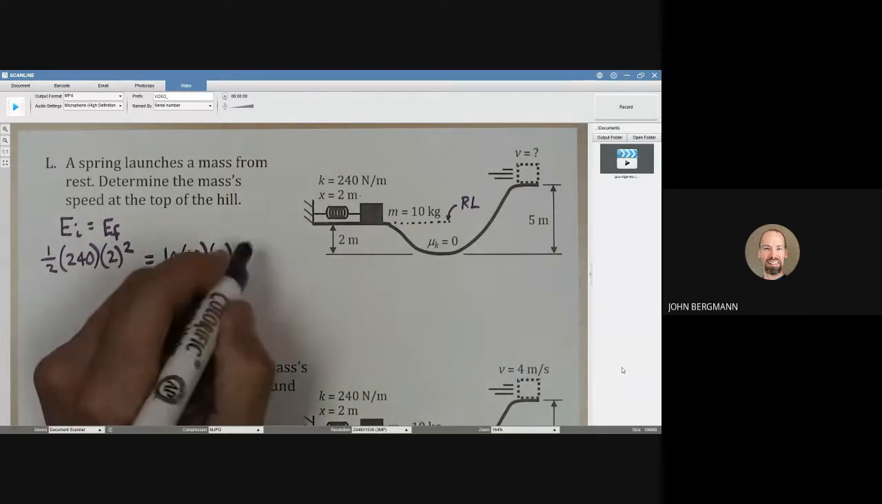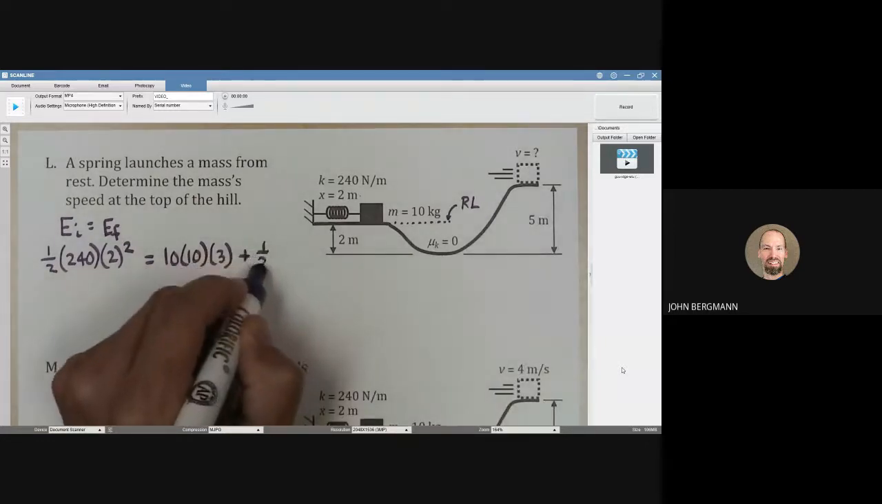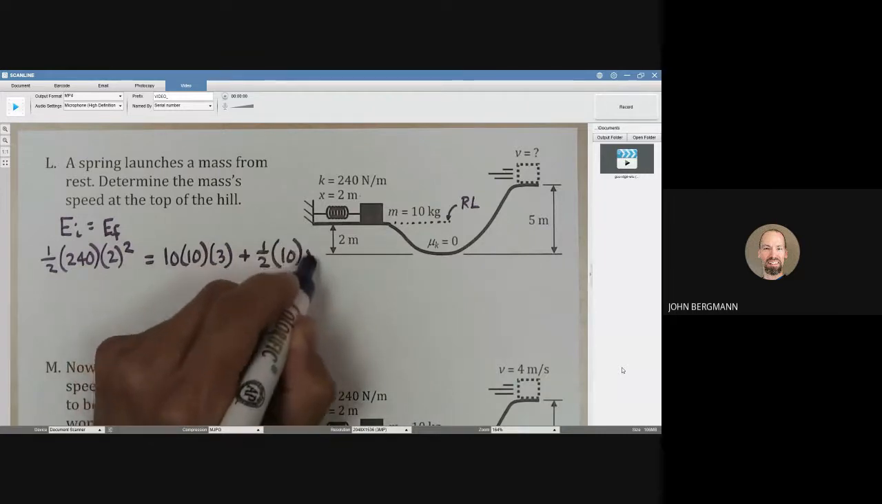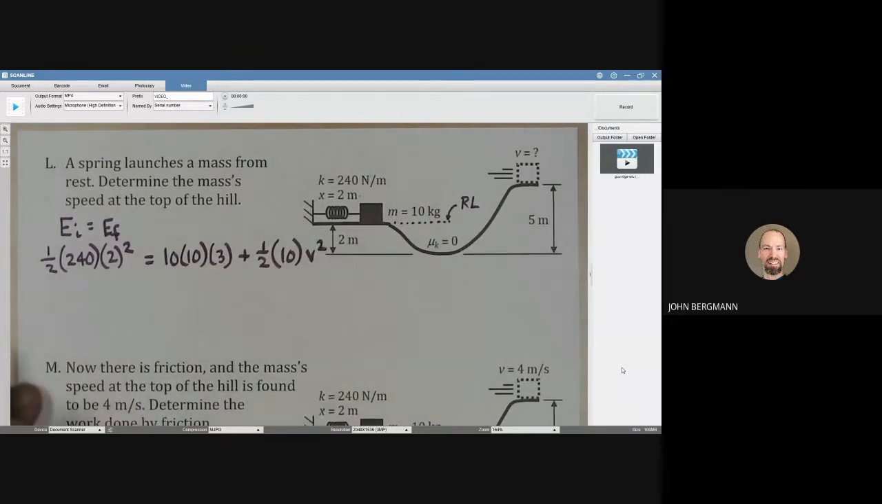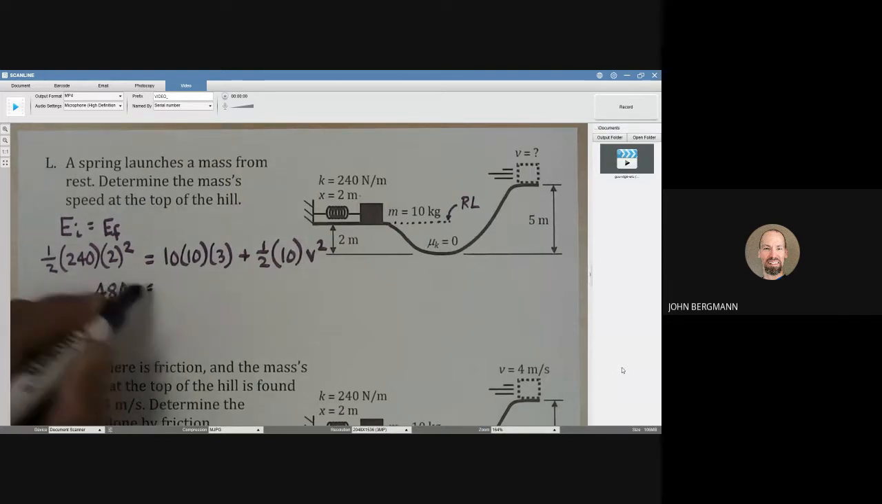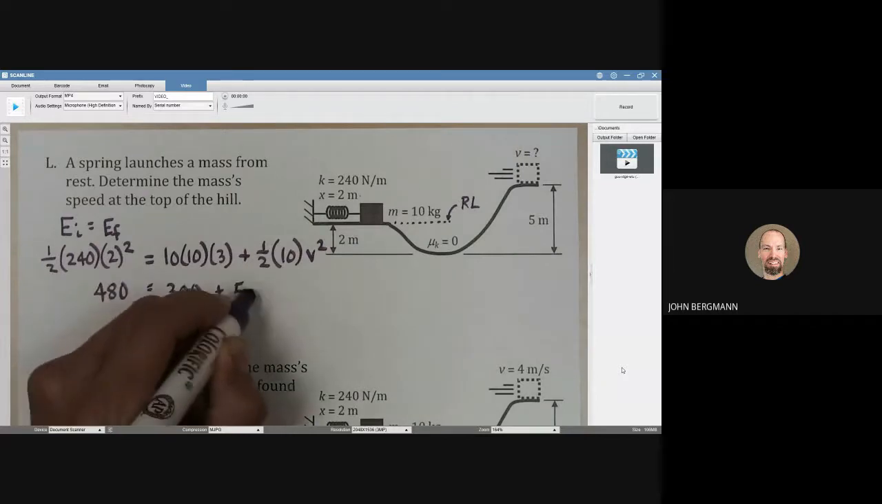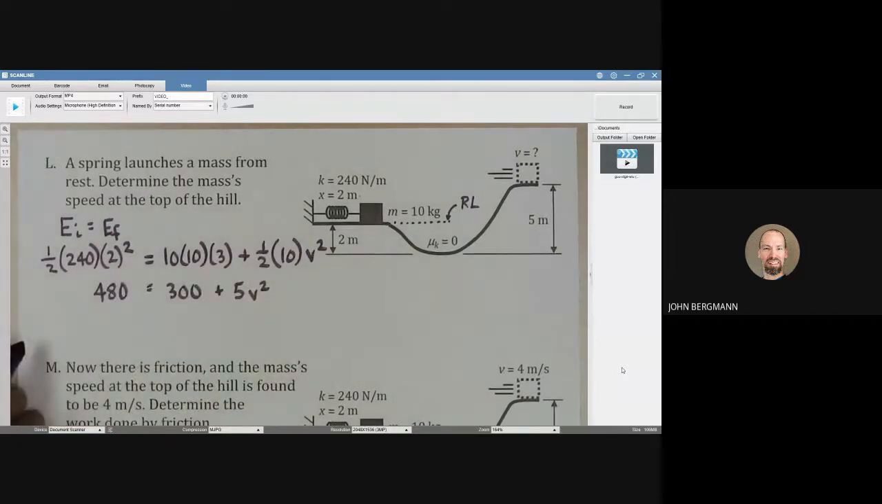That's the potential energy, but it also has kinetic energy at the top, doesn't it? 1/2 times its mass times its speed squared. So if we multiply this out, we got a lot of 2's canceling. That looks to me to be 480, and that's going to be 300, and that's going to be 5v squared. So subtract that off, divide that by 5, and that's going to be 180 divided by 5, which is 36.